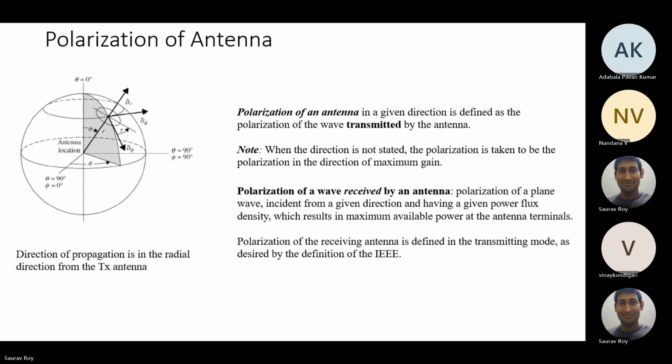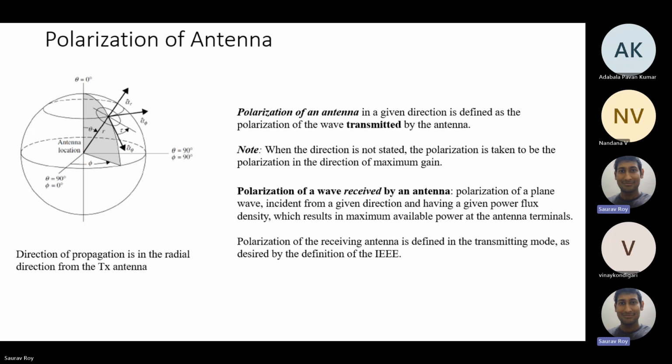Okay. So in that case, the polarization of the plane wave incident from a given direction and having a given power flux density, which results in the maximum available power in the antenna terminals. So it's defined like that.